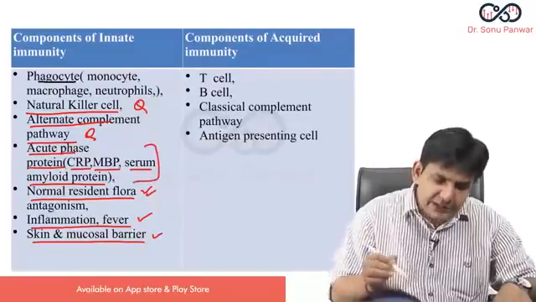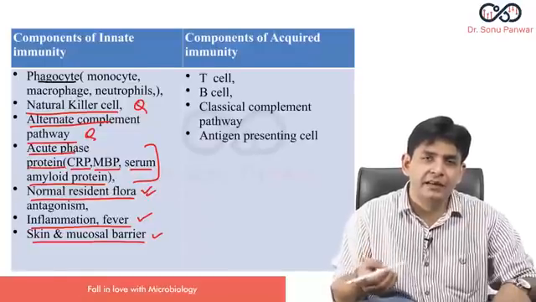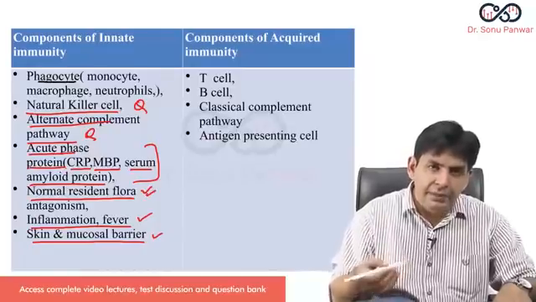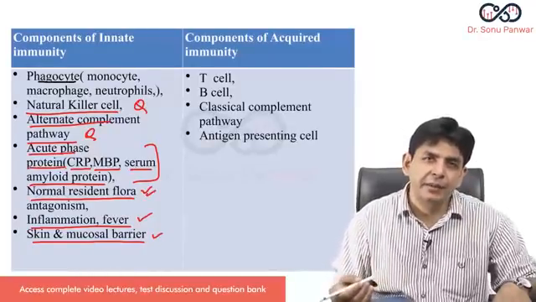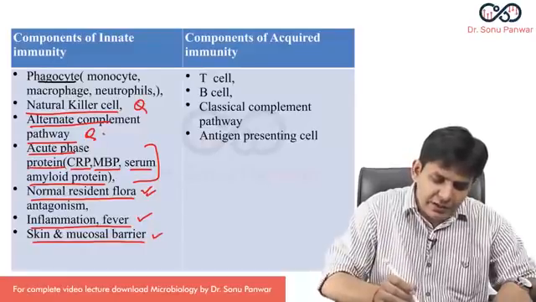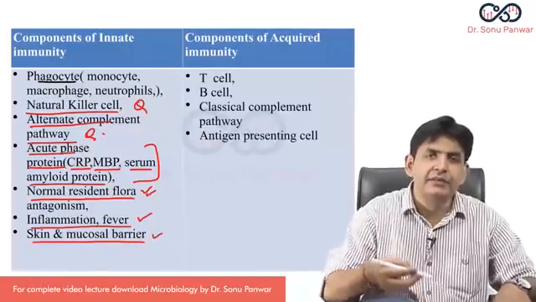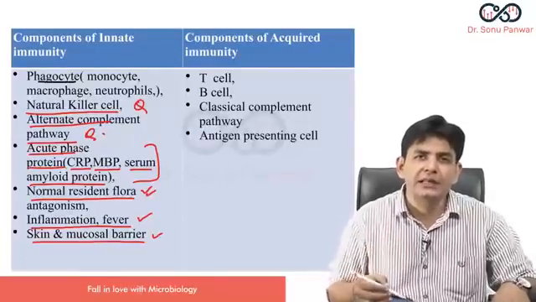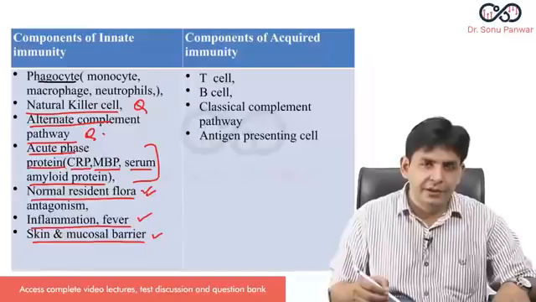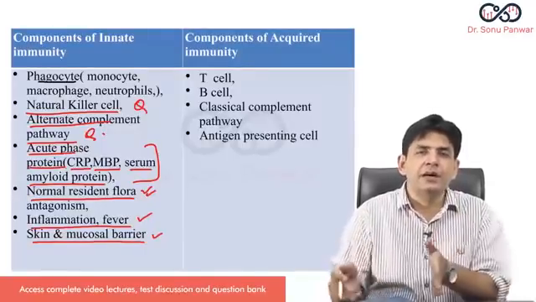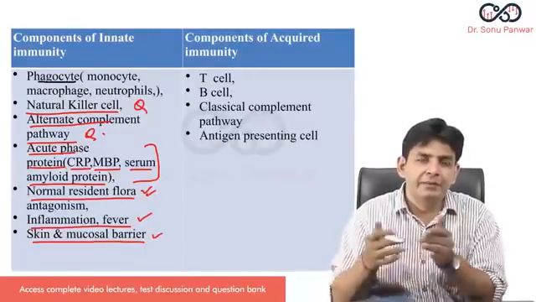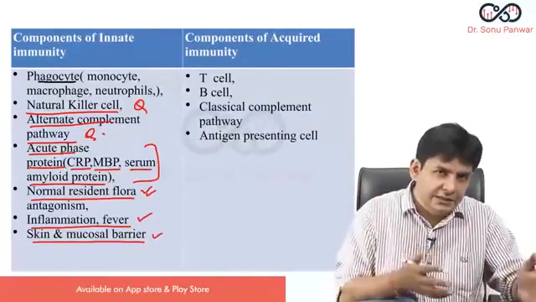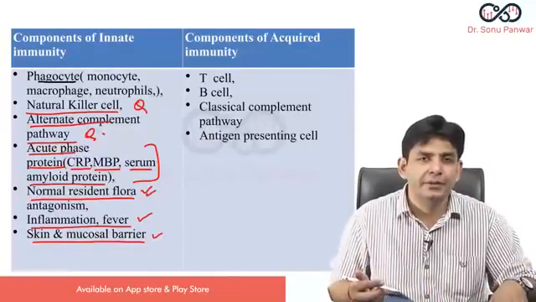Then these things which are secreted are termed acute phase reactants. What is the name of them? CRP, then MBL, MBP and SAP, that is serum amyloid proteins. Then you have the alternate complement pathway, natural killer cells, and even sometimes the phagocytes, that is monocytes, macrophages and neutrophils. They are also termed part of innate immunity. So guys, remember this: 4 things are part of acquired immunity: B cells, T cells, antigen presenting cells and the classical complement pathway. All others are part of innate immunity.